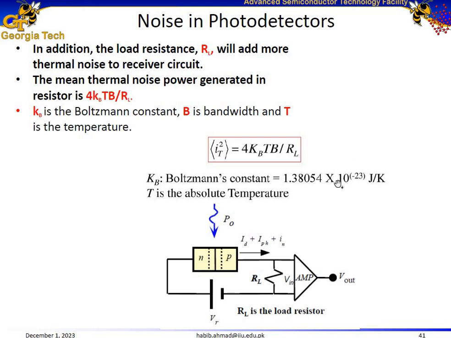The third kind of noise comes from the load resistor, and it is called the thermal noise. Here is a representation for the thermal noise: 4 times the Boltzmann constant times temperature times the bandwidth of the photodetector, divided by the load resistance.